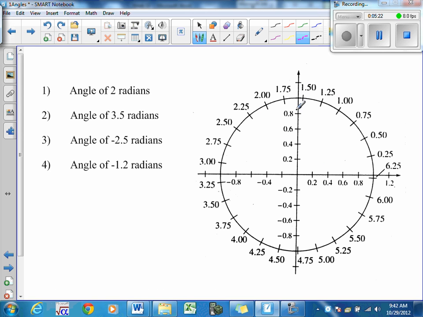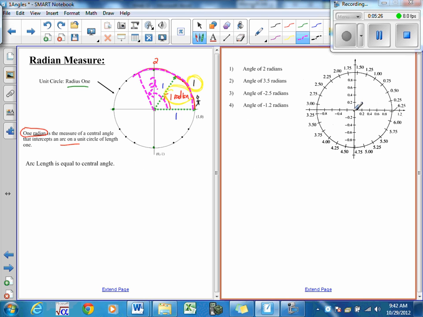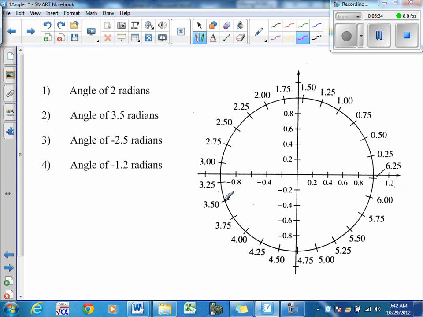So if we look at this, now what I've done is I've taken those distances around my unit circle and I just labeled it more closely. You can think of it as taking the number line and wrapping it around the unit circle. So for radians 2, remember, here's my initial side. For an angle of 2, it goes right there. That's an angle of 2 radians.